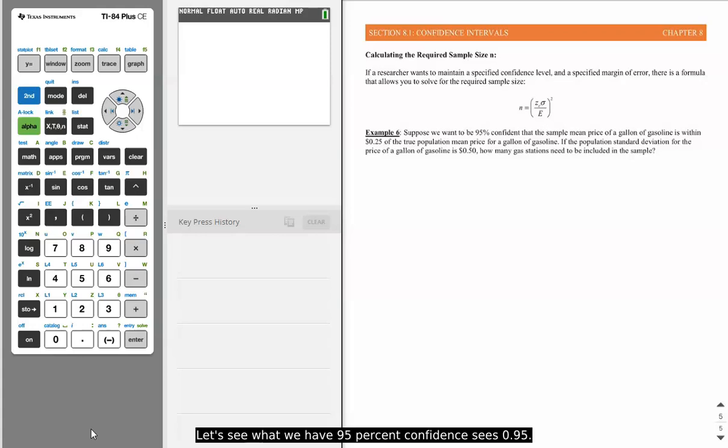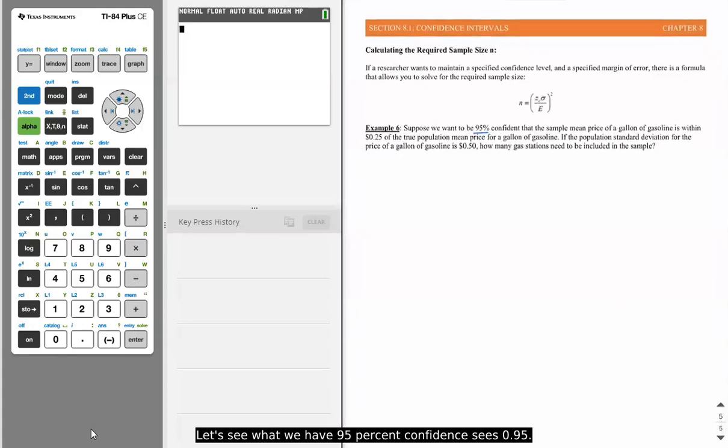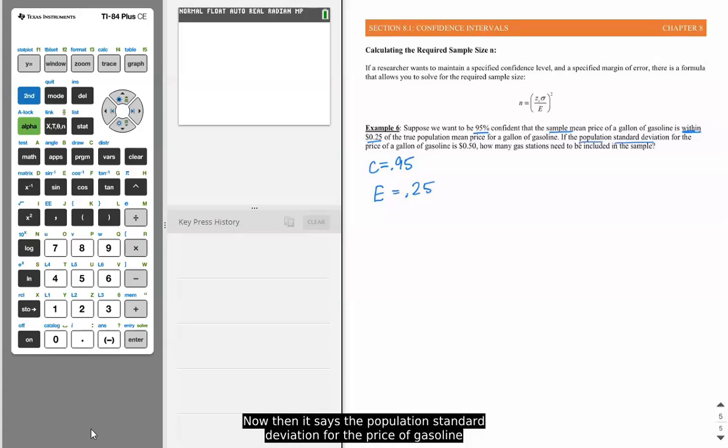Okay, so let's see what we have. 95% confidence, so C is 0.95. And then it says the sample mean is within 25 cents. It's not the sample mean, it's actually my error. My error is 0.25, within 25 cents of the true population mean. Then it says the population standard deviation for the price of gasoline is 50 cents, so 0.50. If you look at the formula, we have the population standard deviation, we have the error. What we need is our critical value.